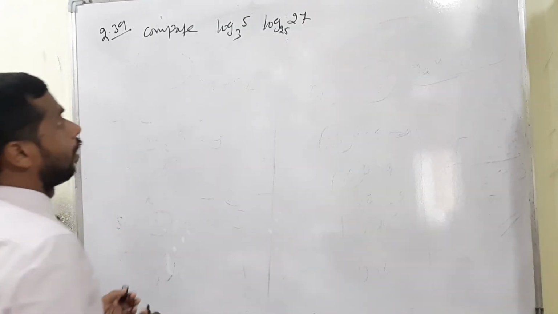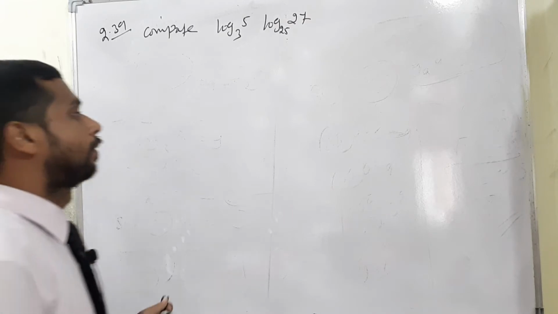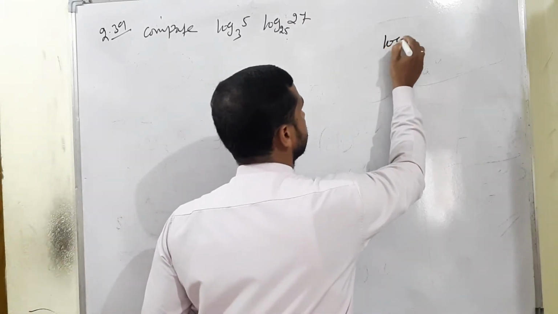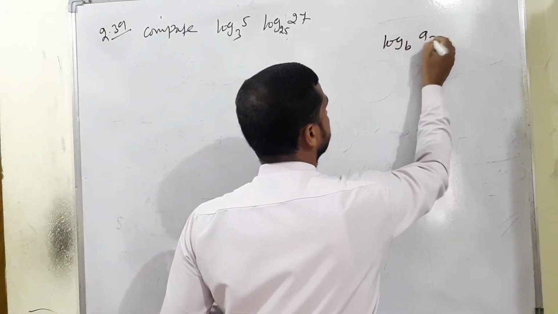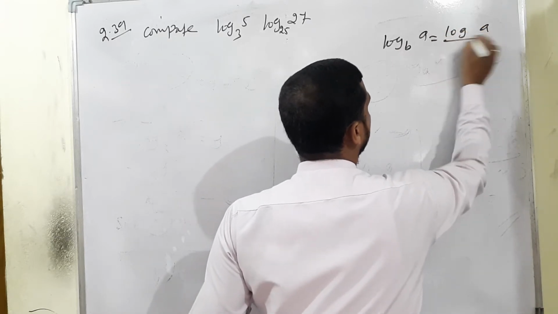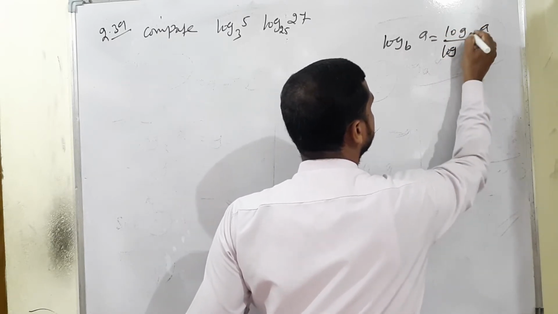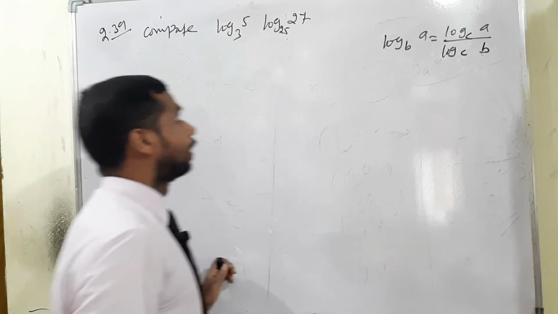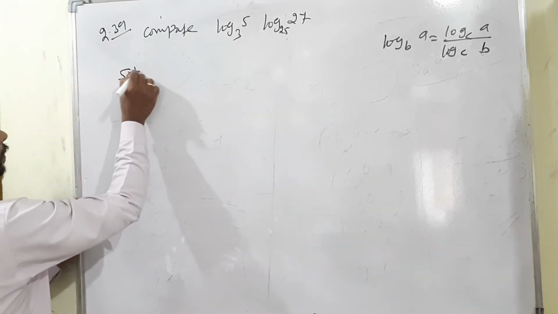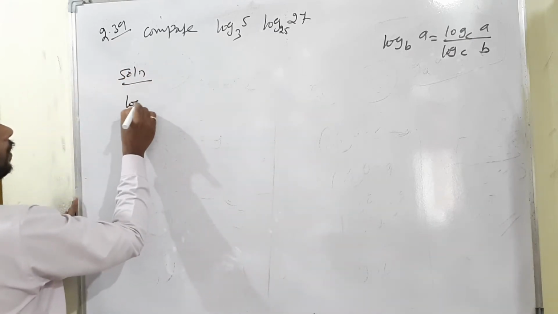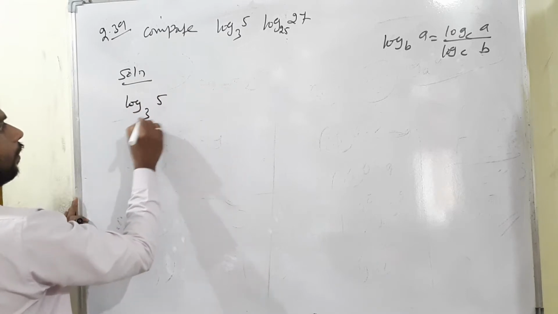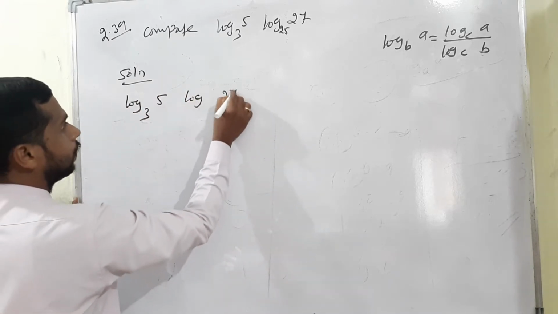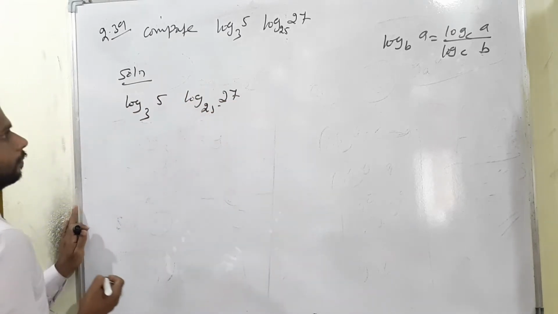Example 2.39. Compute log 5 base 3, log 27 base 25. One property is there: the property log a base b is equal to log a by log b. Common base we can give. The solution: what is the given question? Log 5 base 3, log 27 base 25.